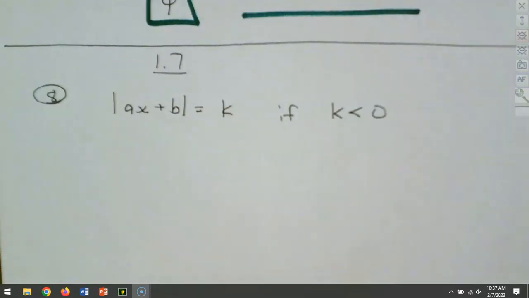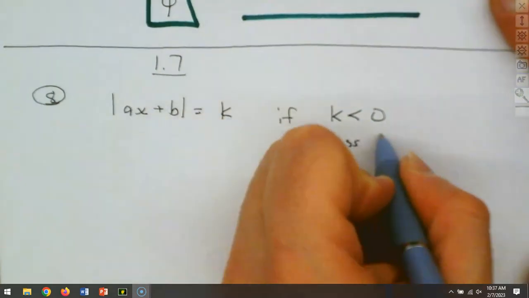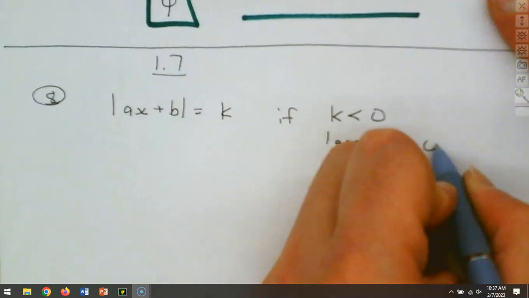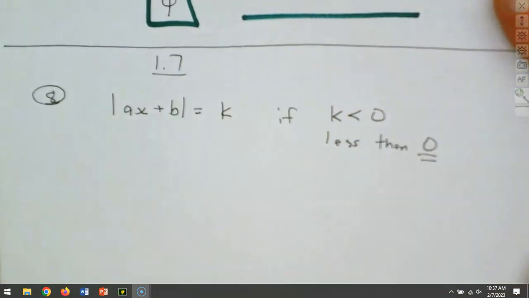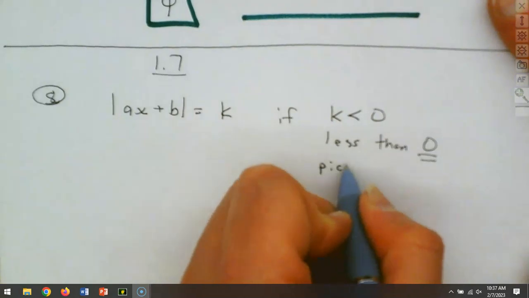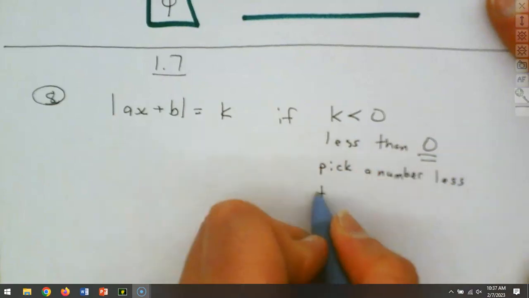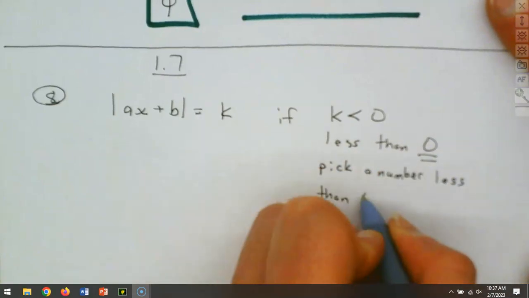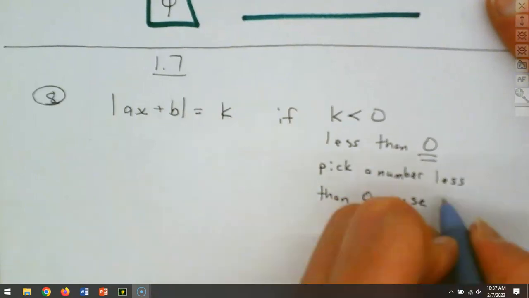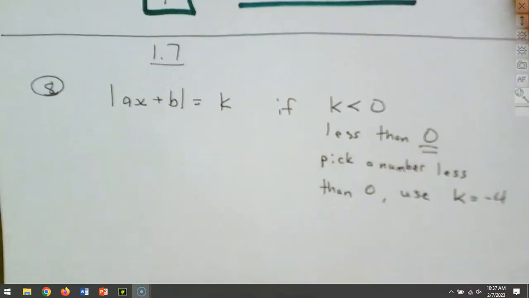What does it mean? If I give you this, what is it wanting you to do? It wants you to tell me the number of solutions. So what does it tell you about k? It says that k is less than 0, right? So it's less than 0. So let's pick a number that's less than 0. Let's use, how about k equals minus 4. Minus 4 is less than 0.